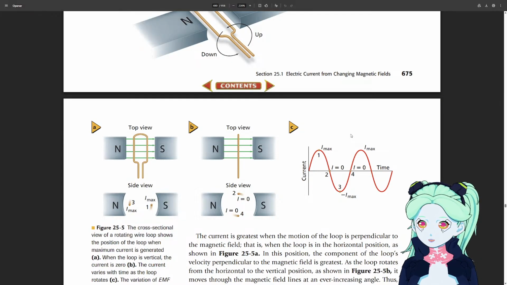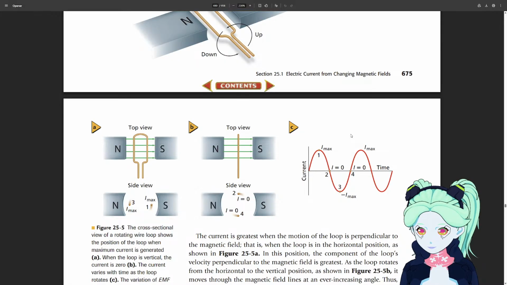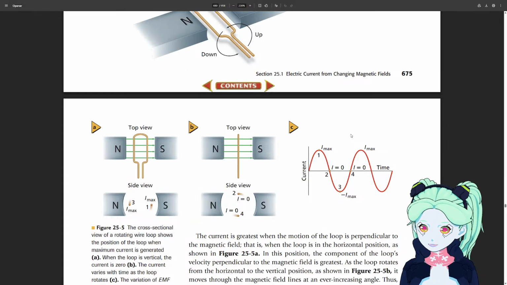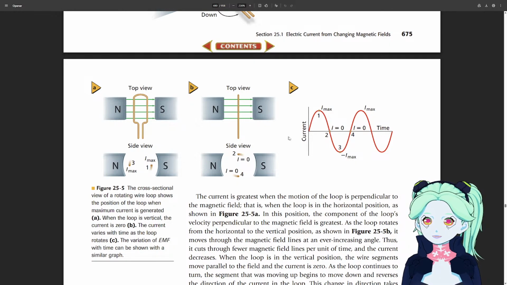The cross-sectional view of a rotating wire loop shows the position of the loop when the maximum current is generated. When the loop is vertical, the current is 0. The current varies with time as the loop rotates. The variation of EMF with time can be shown in a similar graph.